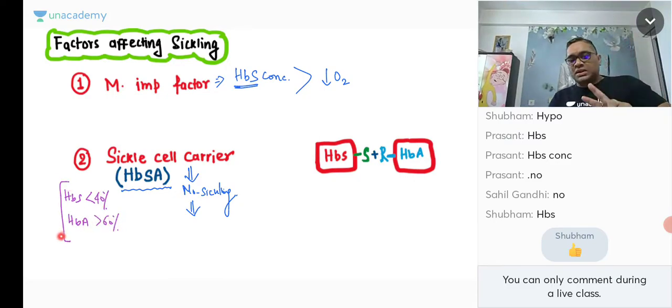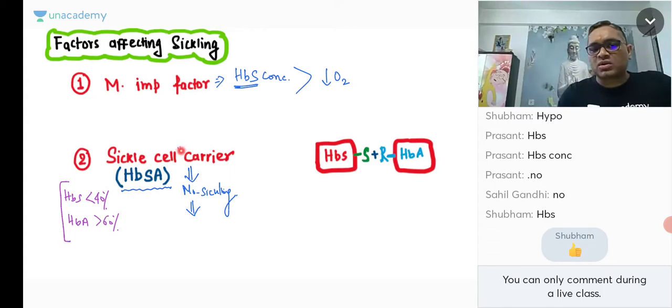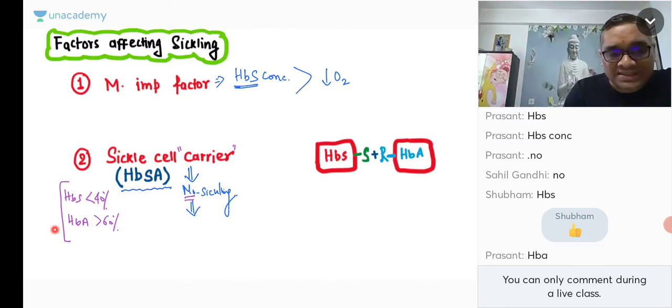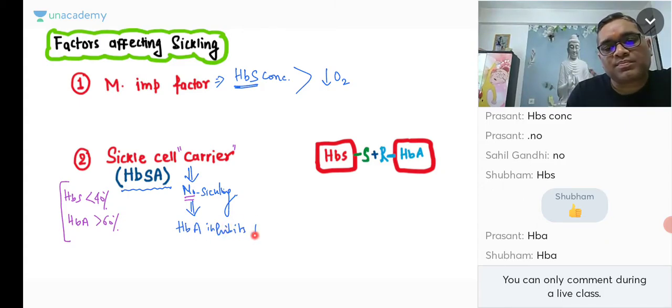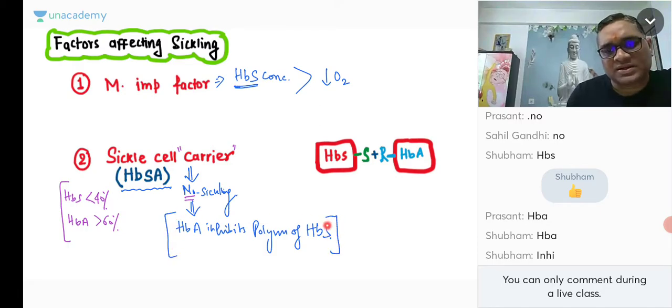So the examiner will give you two options. Carrier has no sickling. Why? Because of the low HbS concentration, or because HbA inhibits the polymerization? What should be the right answer? Can you tell me in the comment box? Yes, very good. So the answer is that HbA inhibits polymerization of HbS. This is the right answer, right?